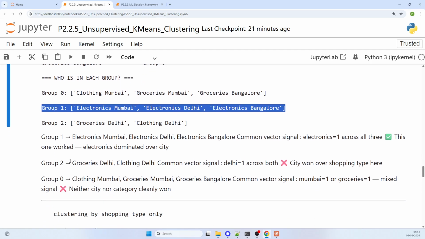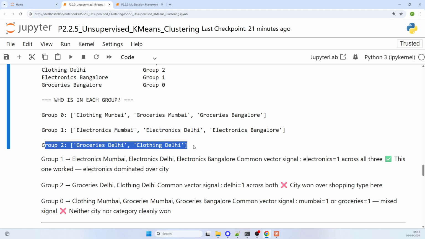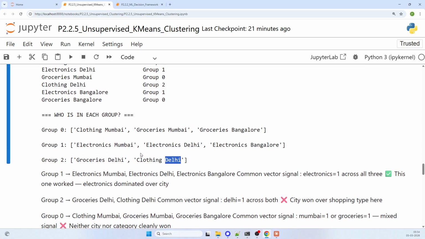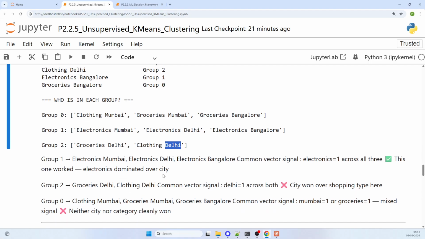So what happened to group 2? Group 2 has groceries Delhi, clothing Delhi. What is the common word here? Delhi. I'm just interpreting how the groups are created, trying to understand on what basis clustering happened. So for group 1, all the electronics customers are put into one cluster.